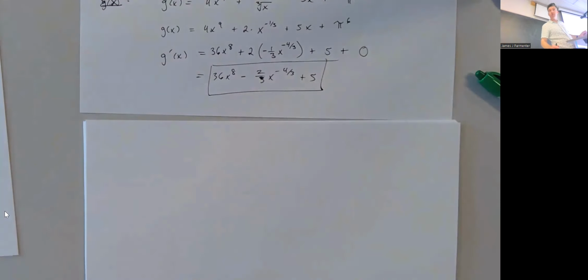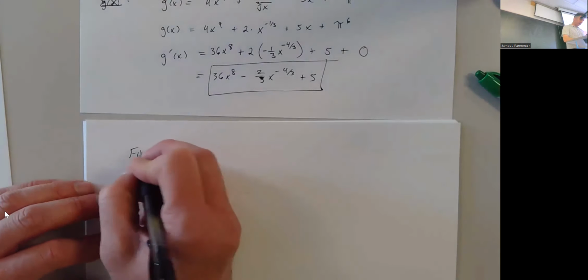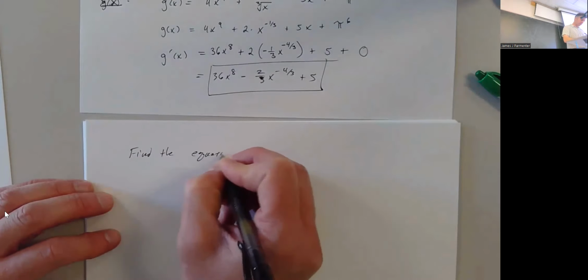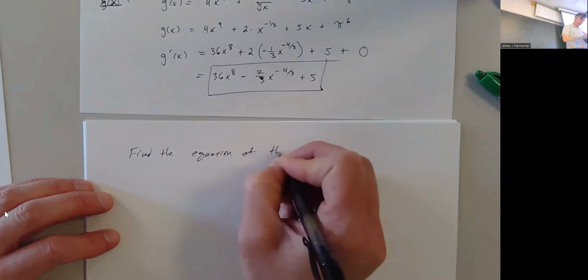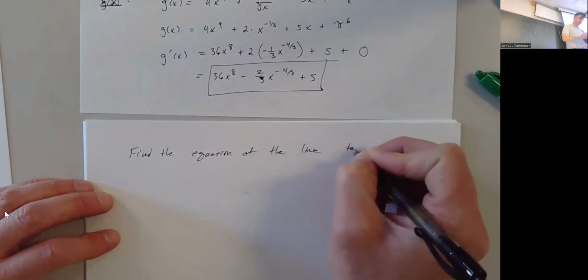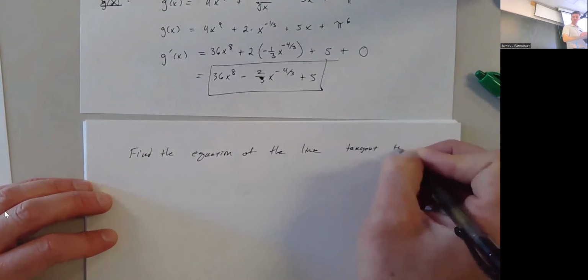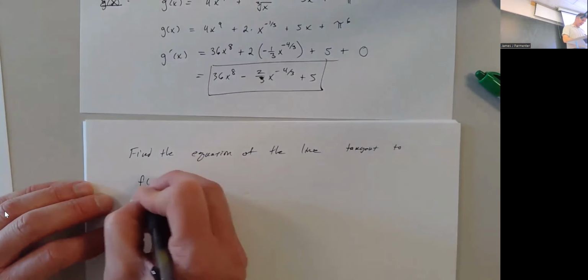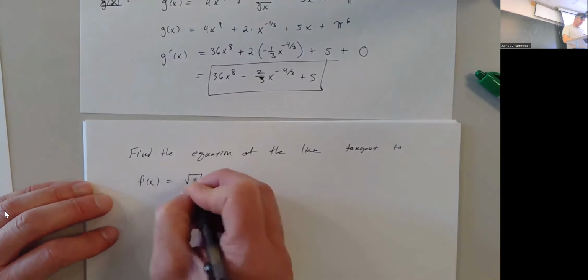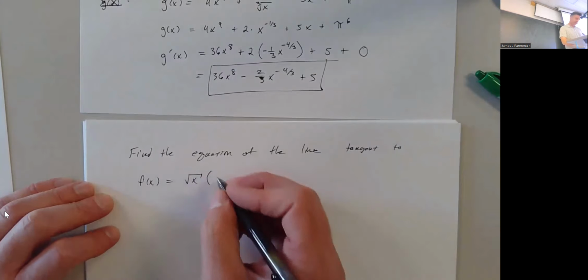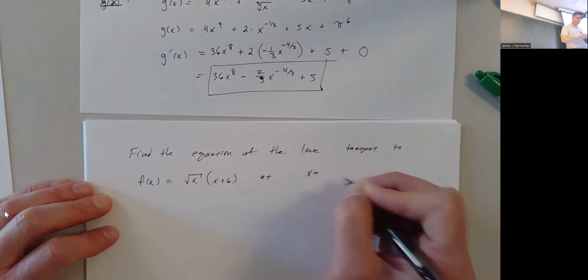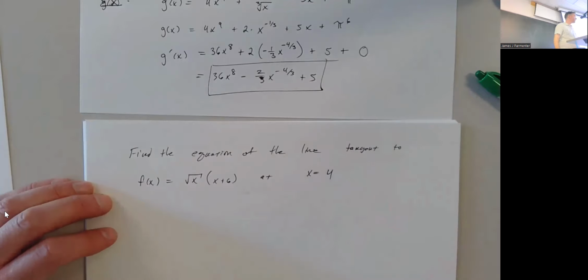Where'd my example go? Let's do the following. Let's find the equation of the line tangent to, what do I got here? Sure. f of x equal to the square root of x times x plus 6 at x equal to 4.